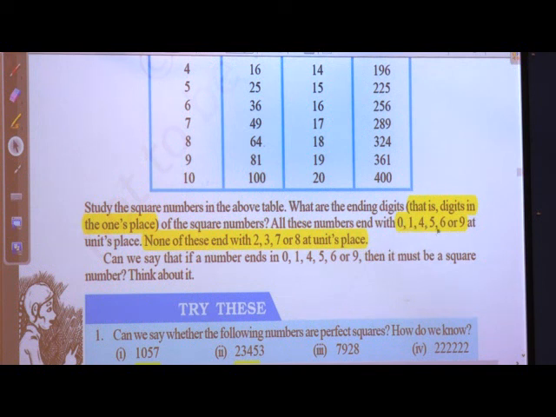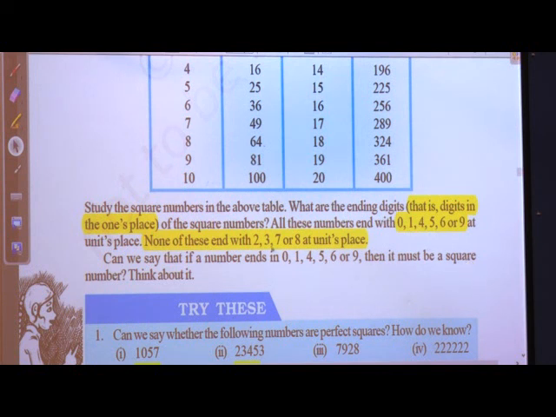0, 1, 4, 5, 6 or 9 in the units place, and none of them ended with 2, 3, 7 or 8. So what was the conclusion there? Can we say if a number ends in 0, 1, 4, 5, 6 or 9, then it must be a square number? Yes, this was what we had studied.